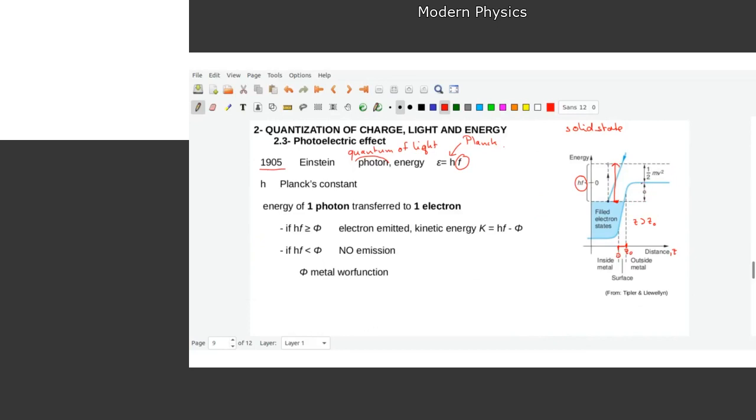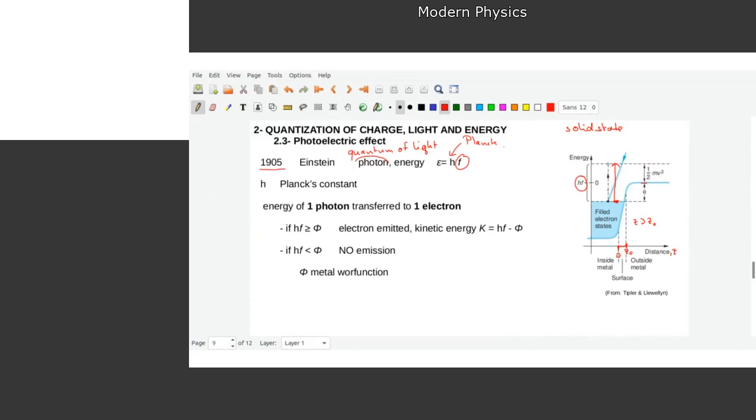And once it got rid of this attraction, it is free to fly in your evacuated glass recipient, okay? And so what does it do with this energy? It didn't use it to get out of the metal. It is used as kinetic energy, okay.